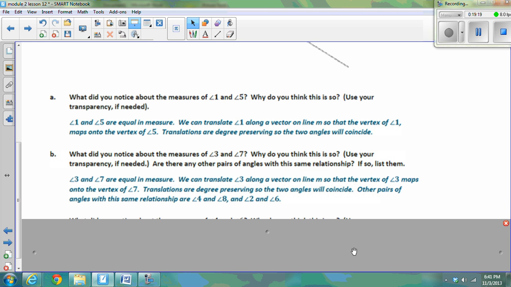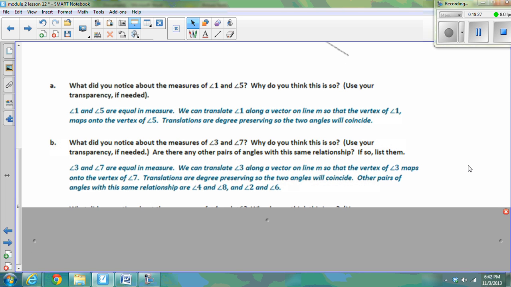What did you notice about the measures of angles 3 and 7? Why do you think this is so? Use your transparency if needed. Are there any other pairs of angles with this same relationship? If so, list them. Well, 3 and 7 are equal in measure. We can translate angle 3 along a vector on line M so that the vertex of angle 3 maps onto the vertex of angle 7. And translations are degree preserving, so the two angles will coincide. Other pairs of angles with the same relationship are angles 4 and 8 and 2 and 6.